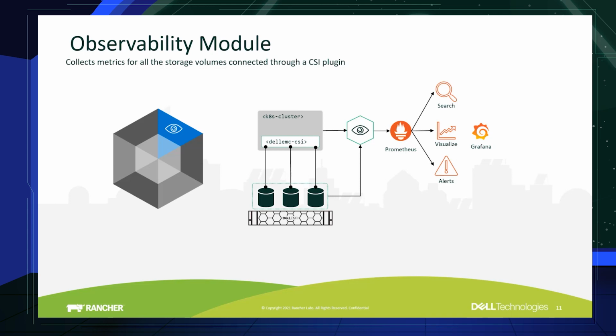SSL certificates for TLS between the nodes are handled by Cert Manager. CSM observability can be natively integrated with Rancher's built-in monitoring system, which consists of Prometheus and Grafana. It uses the OpenTelemetry Collector to push storage metrics so they can be consumed by Prometheus.